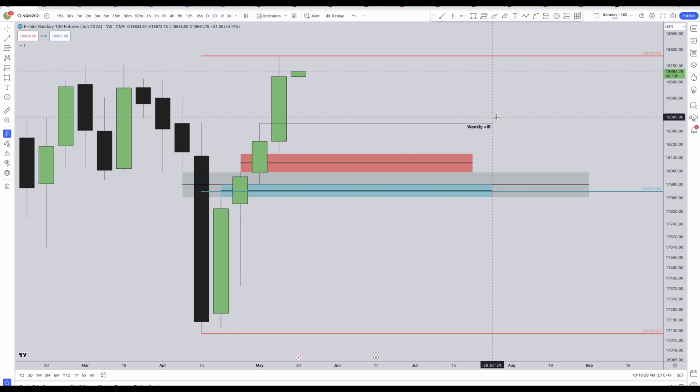Hi, this is going to be a weekly analysis video for May 19 to 24th. I'm recording this on Sunday evening where the futures market has already started. Now, this is a weekly NQ candle. I'm going to be doing the analysis for NQ and then followed by ES.